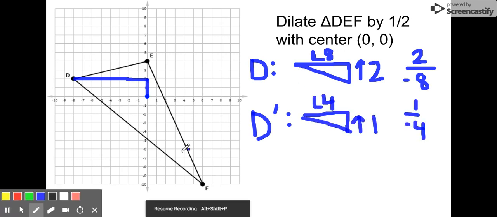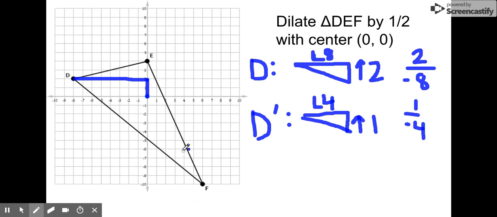So this is going to result in us going up 1 from our center of dilation and then left 4. So up 1, left 4. So D prime should be located at -4, 1. Notice that this slope triangle right here is half the size of the original slope triangle from the center up and over to your pre-image D.